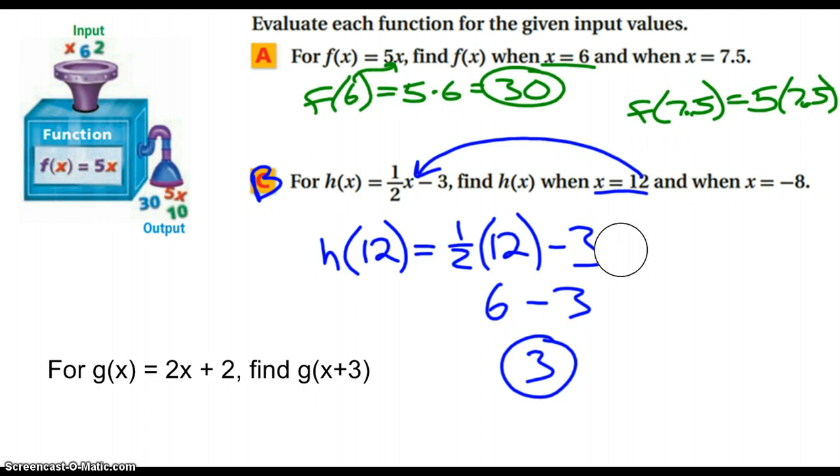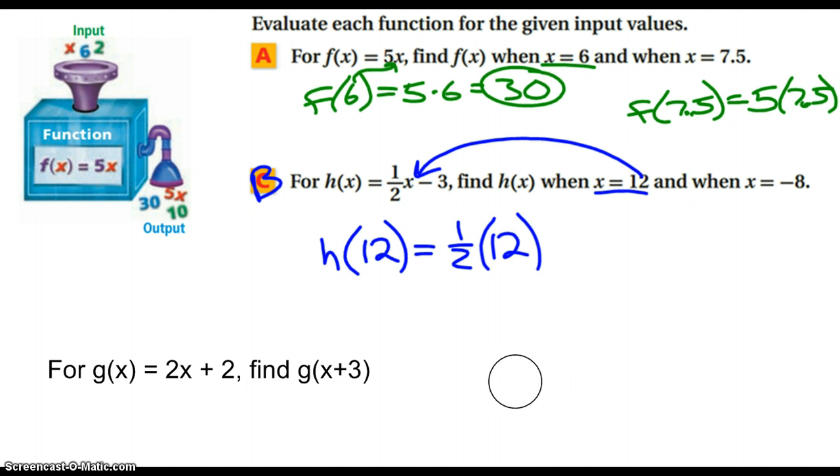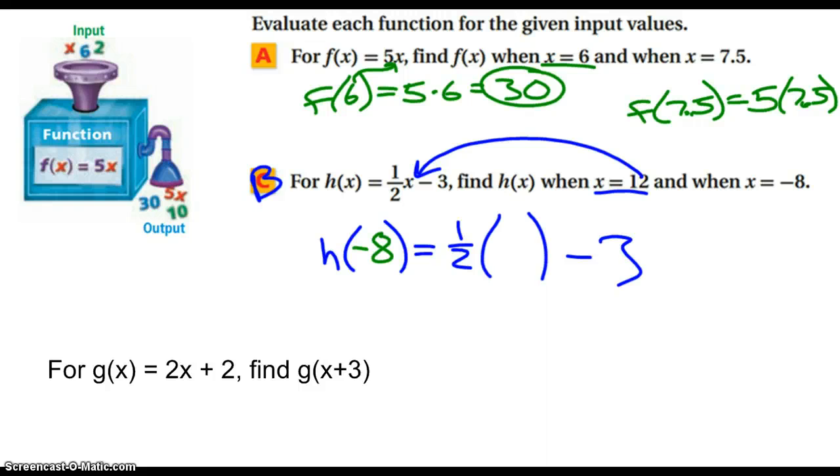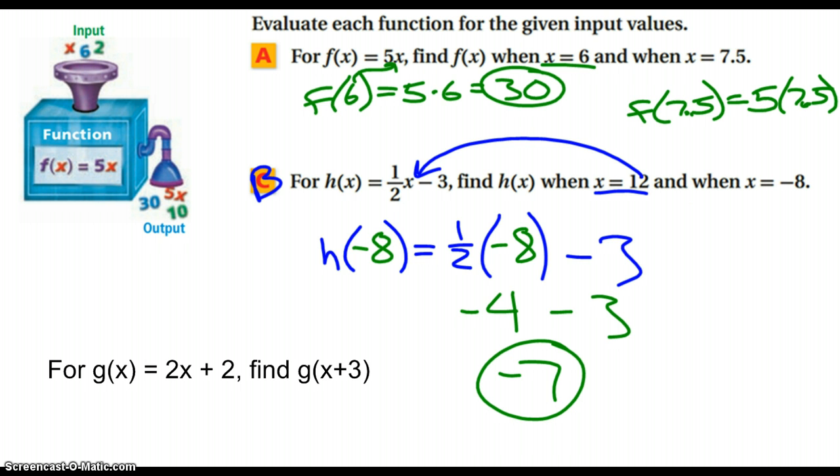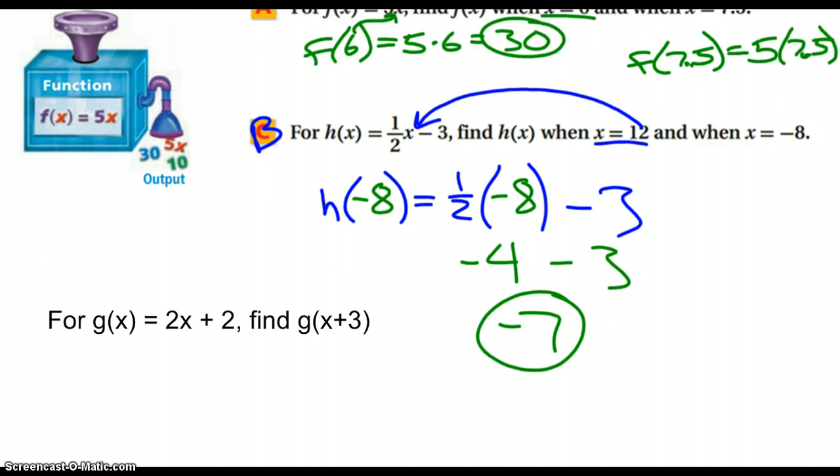Real quickly, I will show you, oops, didn't want to erase that. What if this is -8? Because you do get something a little different here. So we'll put -8 in there instead. So half of -8 is -4, and -4 minus 3 is -7. Alright, so that's how you do that. You just plug in whatever they want you to find and get your output.